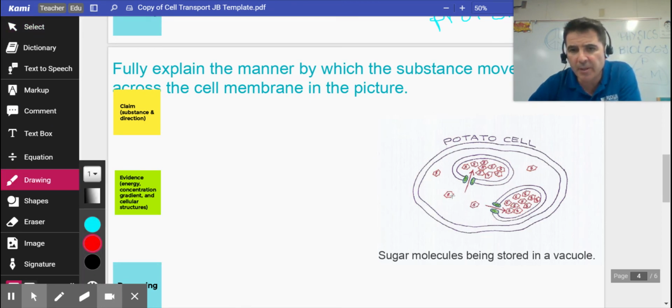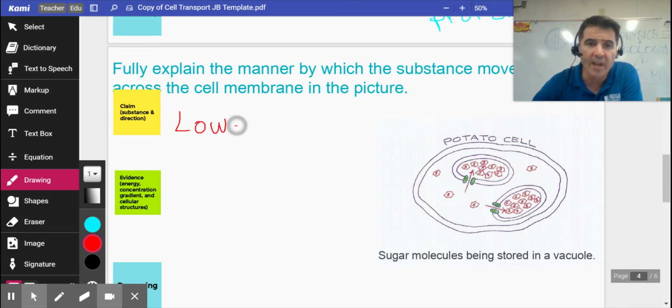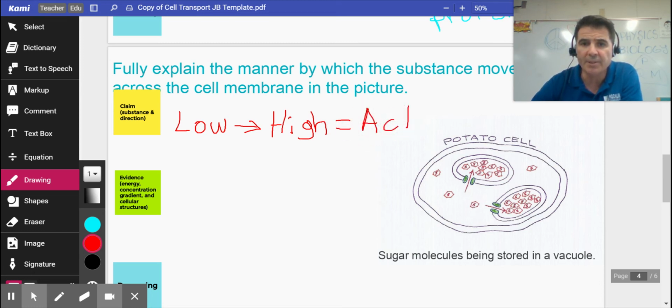The picture is showing something outside moving in to where it's highly concentrated. So this is low to high, and that is not your normal state, right? If you go low to high, that's called active transport. That is going to cause you to have to use energy to do that. And so that is active transport. Active transport means that you have to use ATP to do so.